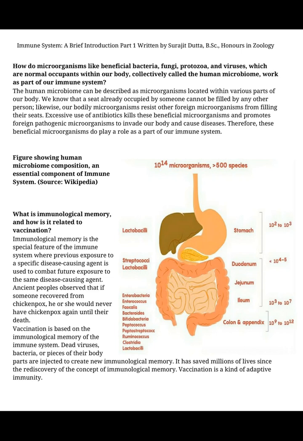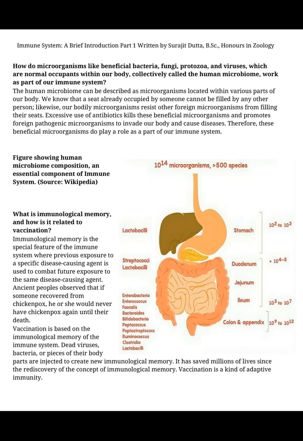Therefore, these beneficial microorganisms do play a role as a part of our immune system. This figure shows human microbiome composition, an essential component of the immune system. What is immunological memory, and how is it related to vaccination?